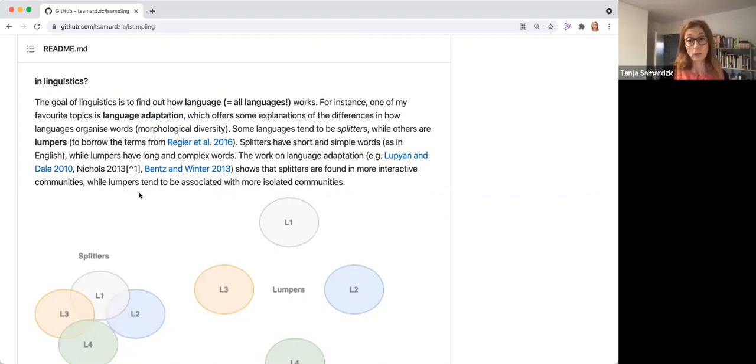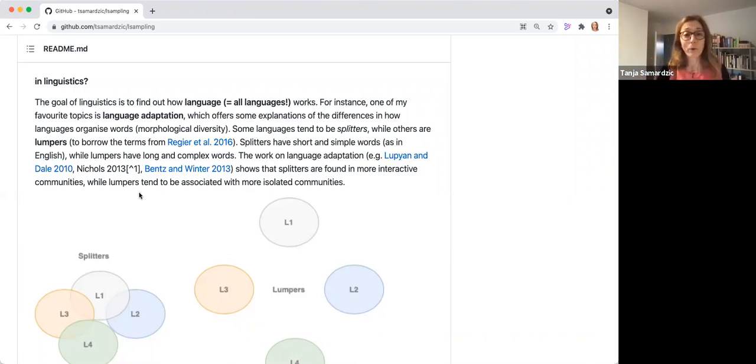That's really extremely difficult. So I will just take one example of one topic that is my favorite topic, and that's language adaptation. Why is it my favorite topic? Because it actually offers some explanations for something that has been puzzling me since a long time ago. This is probably the thing that drove me to do computational linguistics. And this is the fact that some languages tend to have smaller and simpler words, like English, let's say, and other languages tend to have long, big, complex words.